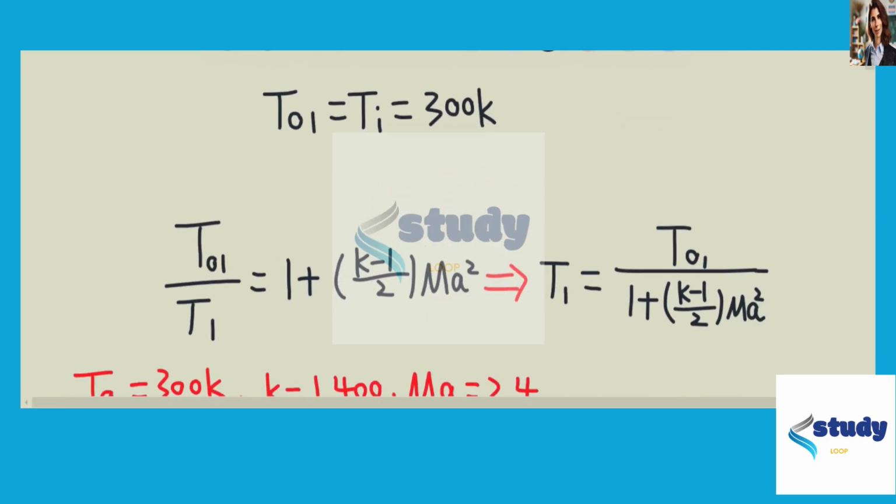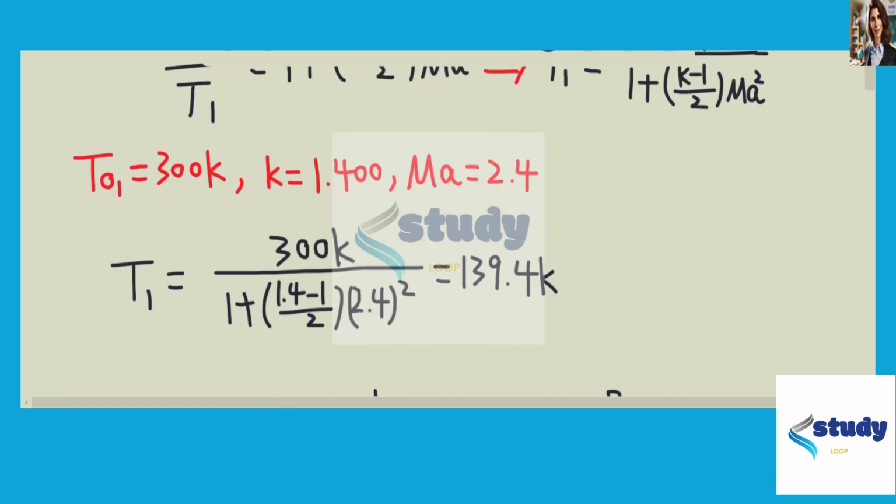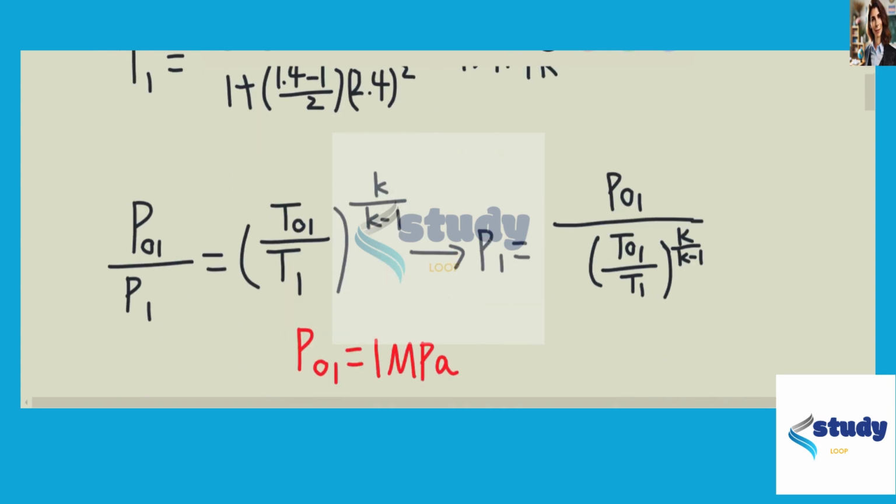So now we can set up such equation here, which is T01 over T1 is equal to 1 plus k minus 1 over 2 times Ma squared. T1 here is the temperature before the shock. If we do some arrangement here, we have T1 is equal to T01 over 1 plus k minus 1 over 2 times Ma squared. So we know T01 is 300 Kelvin, k is 1.4 because it's air, and Mach number is given as 2.4. If we plug back into the equation, we have the temperature before the shock is about 139.4 Kelvin. And then we can set up such an equation for the pressure.